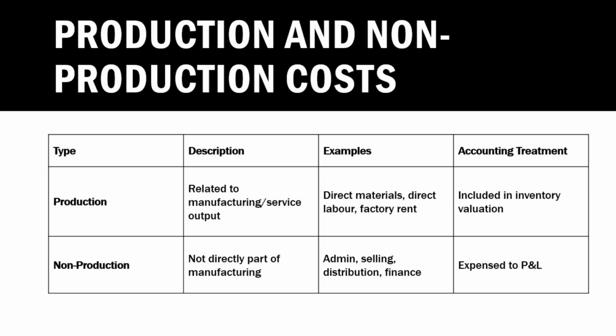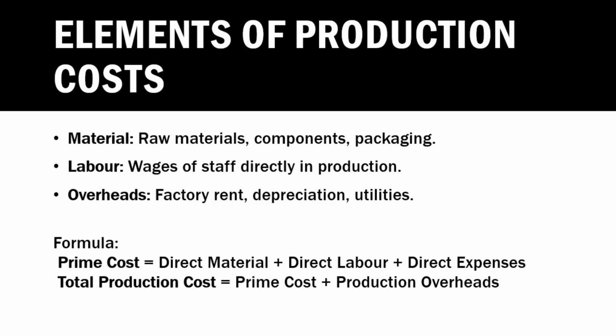This production versus non-production split is extremely important because financial reporting standards, for example IAS 2 Inventories, only allow production costs to be capitalized into inventory. Selling and admin costs must be expensed in the period. Now let's zoom in on production cost and break it into elements.